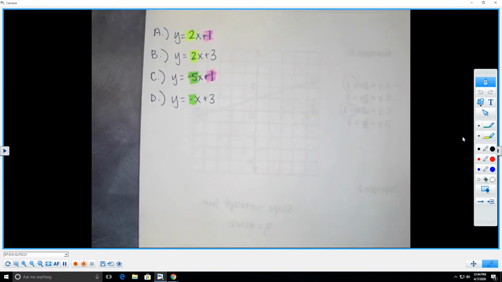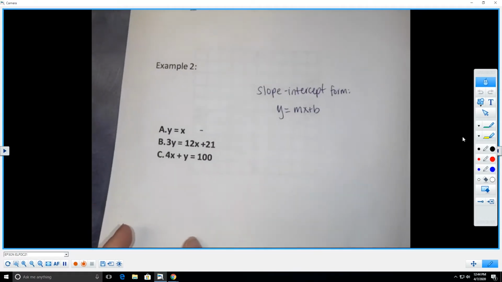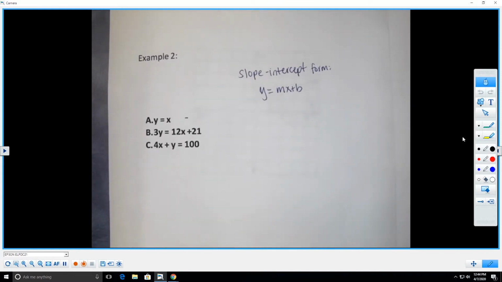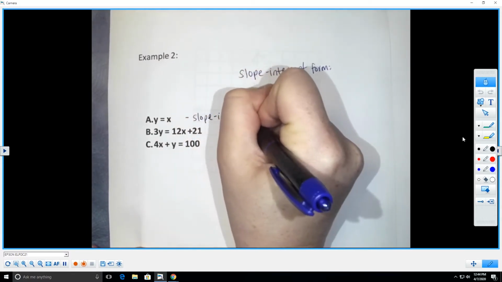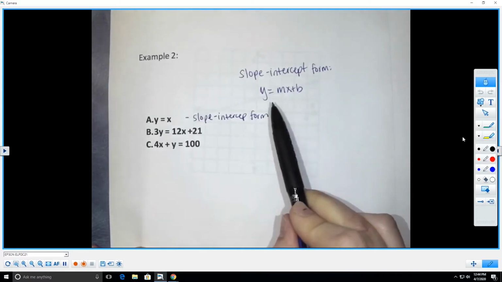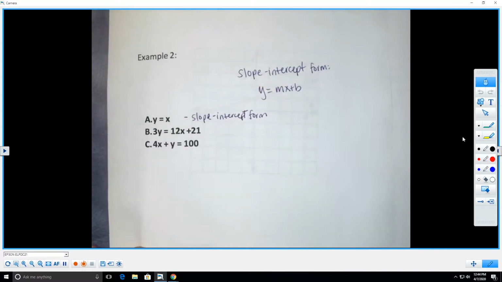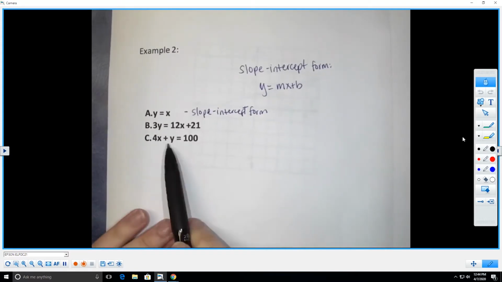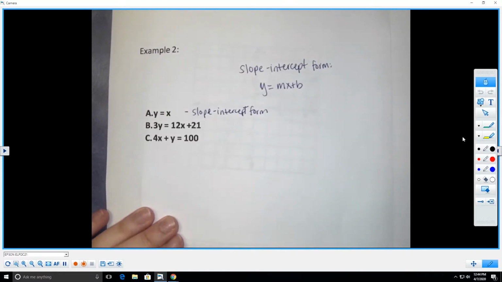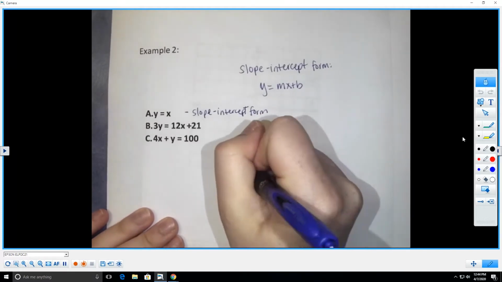Let's look at a couple of more examples. So here are 3 more that I want you to look at. Which equation is in slope-intercept form? Right, only A is in slope-intercept form. And I have a little note for you at the top that slope-intercept form is the same as just saying y equals mx plus b. So only A is in slope-intercept form. What would we need to do to equation B to get it into slope-intercept form?